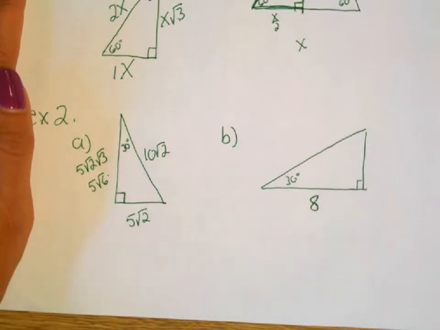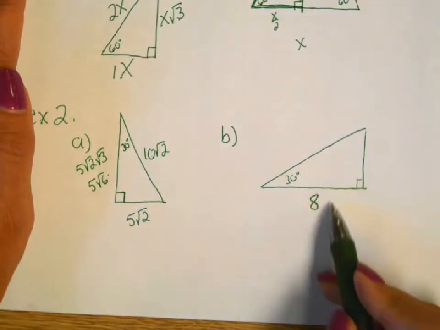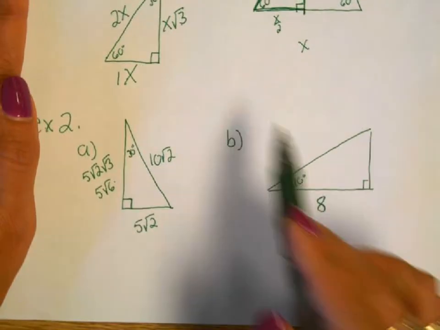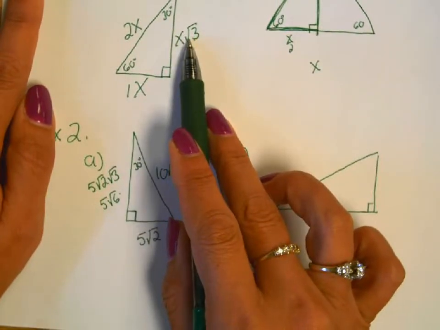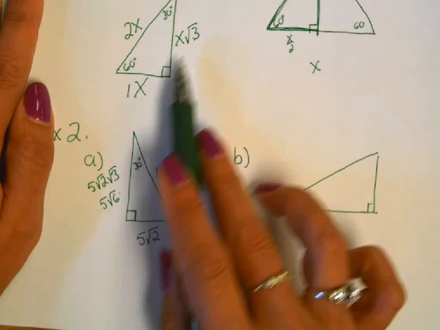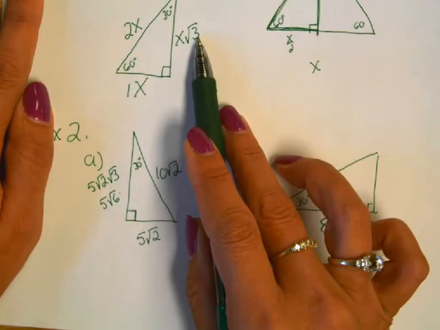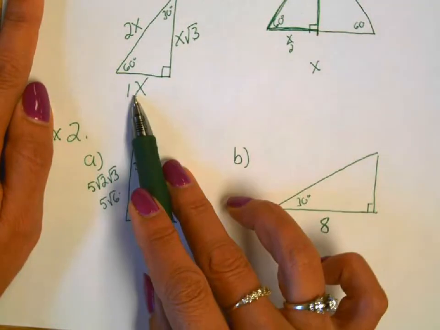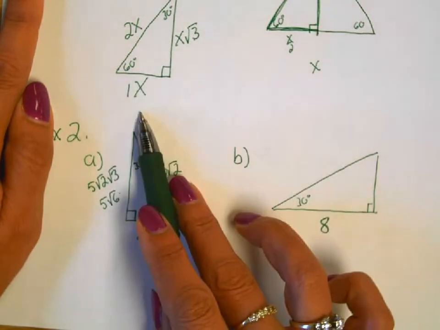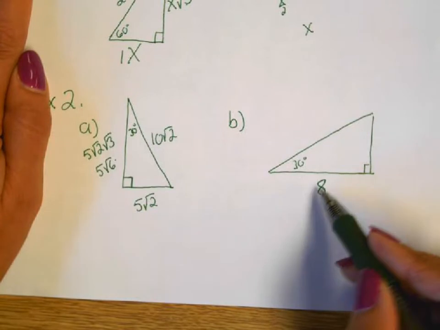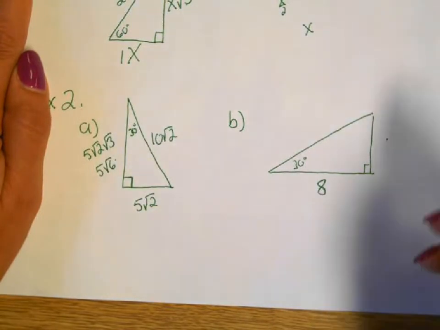Okay, I have the long leg. Remember, it was multiplied by the square root of 3 if it was the short leg. So if I multiply by square root of 3 to get to the long leg, how do I get back to the short leg? Divide by square root of 3. If you multiply to get here, you divide to get back. So I take this and I divide by square root of 3 to get the short leg.